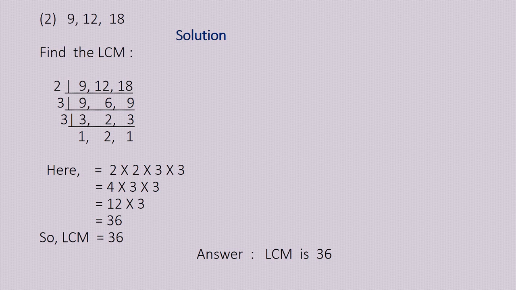Now problem number 2. Our given numbers are 9, 12, 18. Here also I am using the conjugate or together method. 9 is an odd number, 12 and 18 are even numbers. Here we have two even numbers, so I can easily divide these two numbers by 2. When we divide, 9 stays as it is, 12 gives 6, and 18 gives 9.